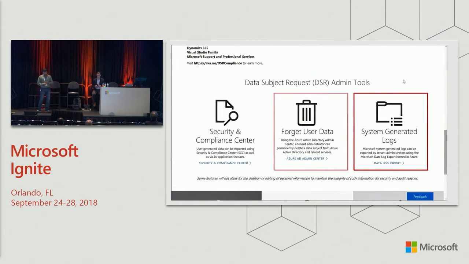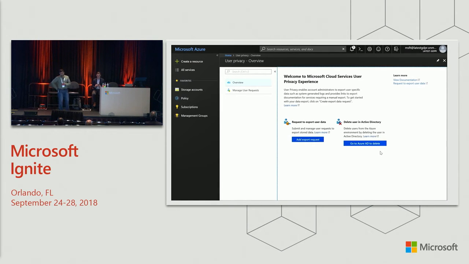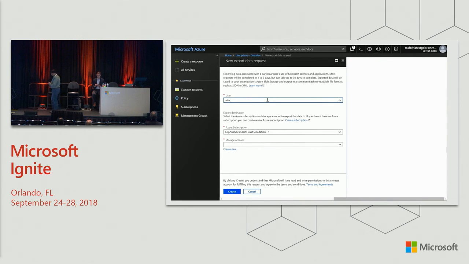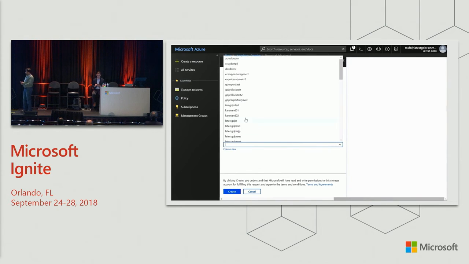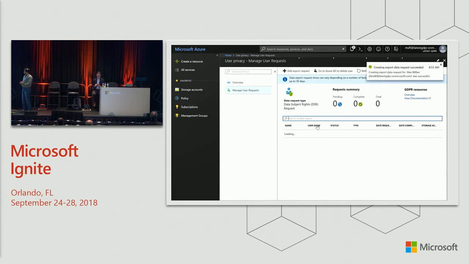Here, I will start first with the data log export. This will take you to the Azure portal, where you can create a request to export a user's telemetry log data. For example, here I'm going to add an export request for the user Alex. So I select the username, I select my subscription, and I select the storage account I want this to be. And then I click create. The export request is being created. Note that you will have to be logged in as a tenant admin to submit this request.